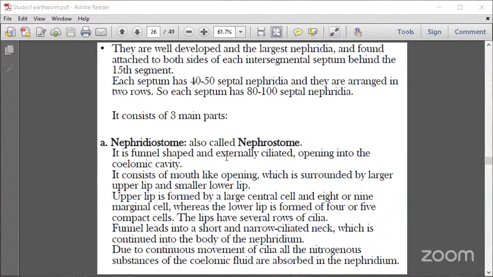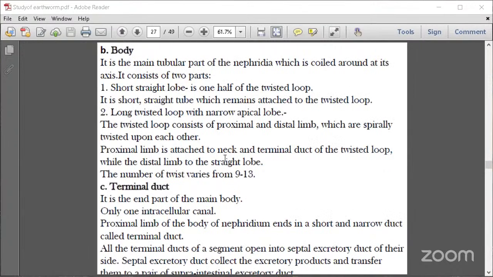Due to continuous movement of cilia, all the nitrogenous substances of the coelomic fluid are absorbed into the nephridium. When coming to the body, it is the main tubular body part of the nephridia, which is coiled around its axis. It consists of two parts.